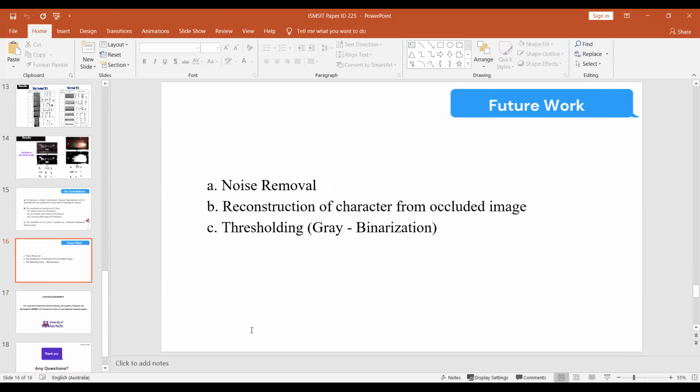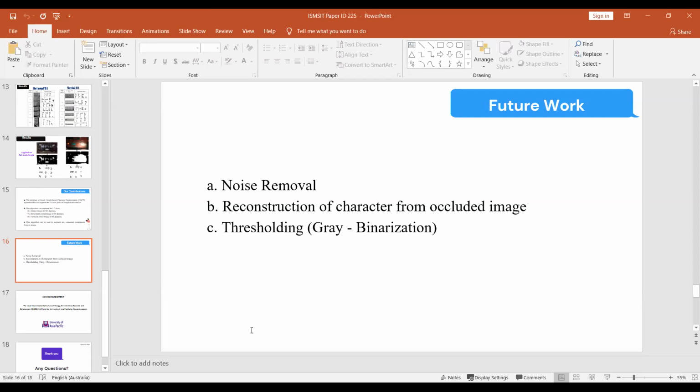So our plan as future work is to remove the noise automatically. In the license plate, if there is any dirt or anything hanging around, because sometimes the license plate is not that clear, our algorithm will not perform well in those cases. So we have planned to improve that so that we can automatically remove the noise and segment the characters.